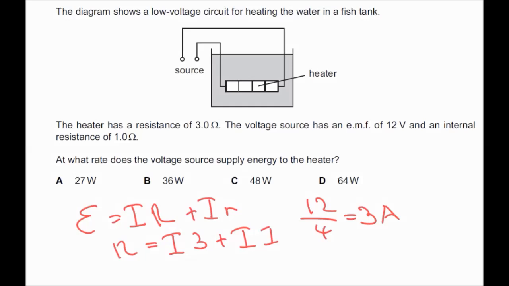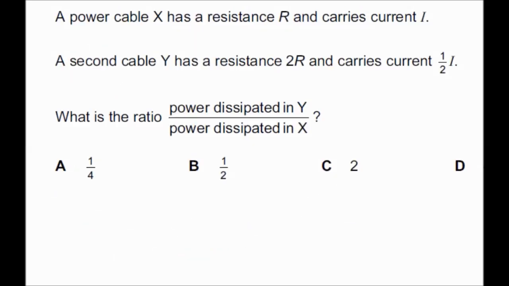So we want to find out the rate. So power is equal to current squared times the resistance. We want to know the supply going to the heater, so we're only going to look at the resistance of the heater. So we've got 3 amps squared, and the resistance of the heater is 3. So we've got 9 times 3, which is 27, which is A.